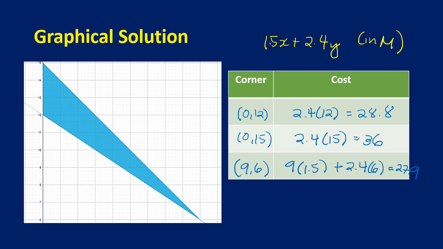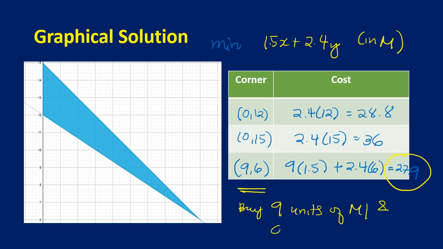You will end up with 27.9. Since what we want is to minimize, we want the smallest value of the cost, and it will occur here at the point (9, 6). So if you are the truck company, what does this mean? This means that you have to buy 9 units of Model 1 and 6 units of Model 2.